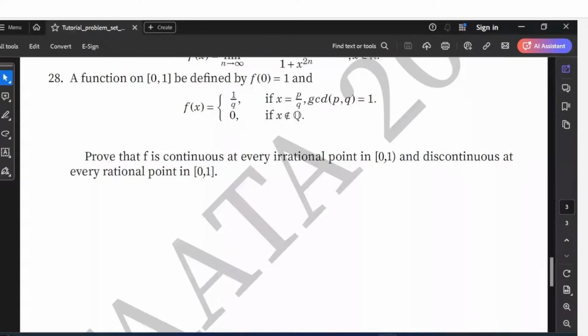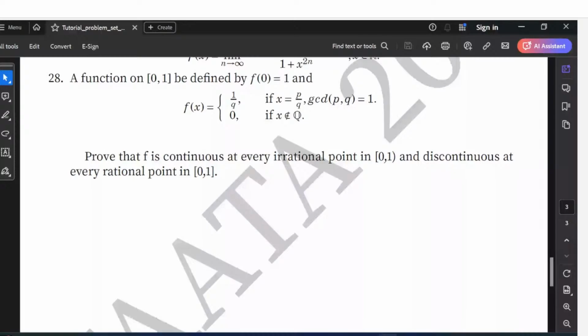That it is discontinuous at every rational point, I am not doing it in more detail. Consider the sequence of irrationals which converges to that particular rational point you are choosing. Then you can clearly see that it's violating the sequential criterion, so it's discontinuous at that point. Okay, now we have to prove that the function is continuous at every irrational point. That's the main part of the story.